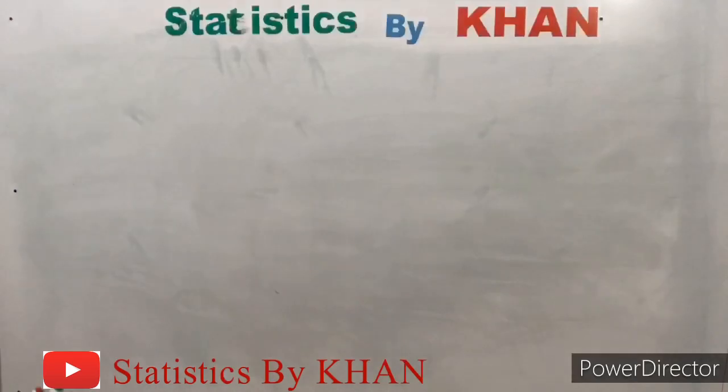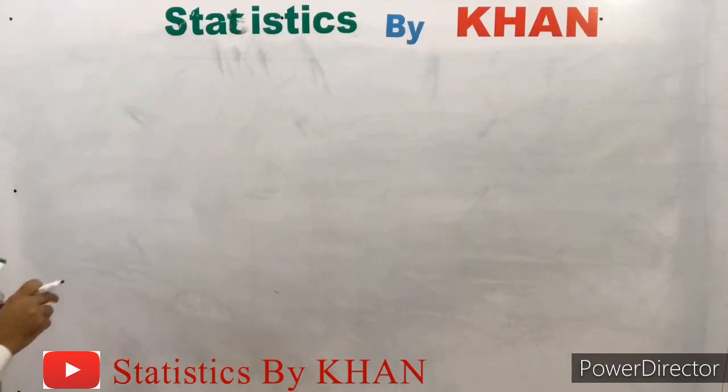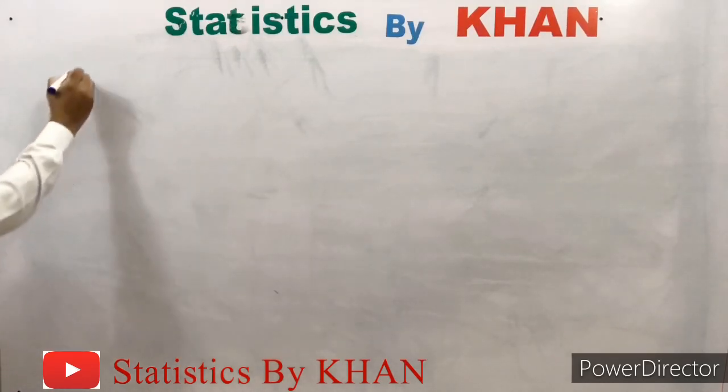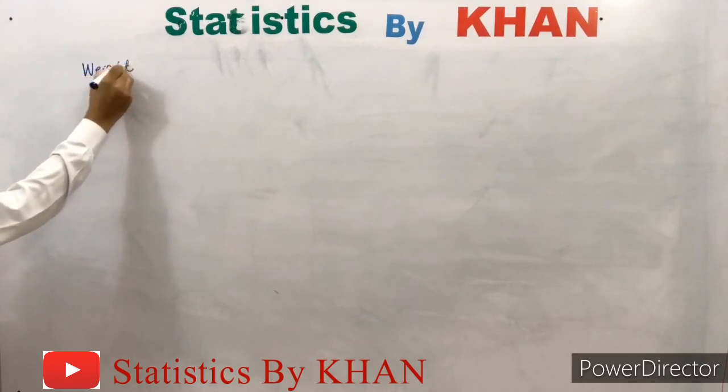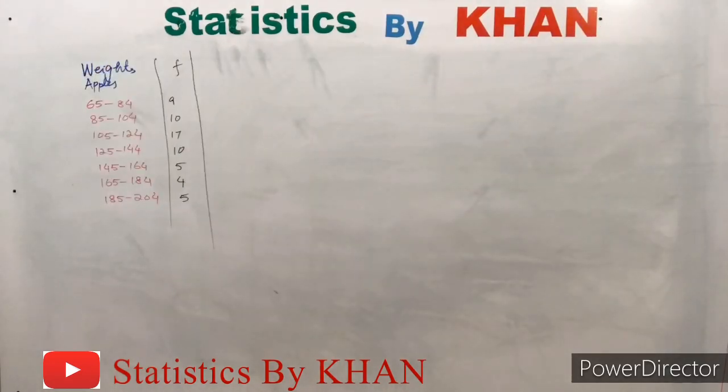Dear viewers, in today's lecture, we are computing the arithmetic mean from continuous group data by a coding method. So let's start the lecture. In today's lecture, we are using the same data that has been used before, and computing the arithmetic mean from continuous group data. So we are taking the same data set, that is weights of apples. The next step is to find the class marks or midpoints, which are denoted by x.